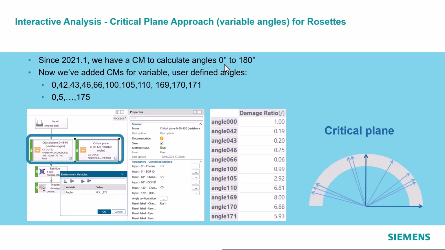We can then cycle count those time histories either using a pseudo damage, a stress life, or a strain life approach, and we can determine at which angle we're experiencing the maximum amount of fatigue damage. Since some earlier releases, we've been able to calculate angles in 10-degree increments from 0 to 180 degrees. But what we've recently added into the software is to set variable user-defined angles. So now if there's a particular angle you historically know is where you see the maximum strain from your component, you can manually enter that angle.